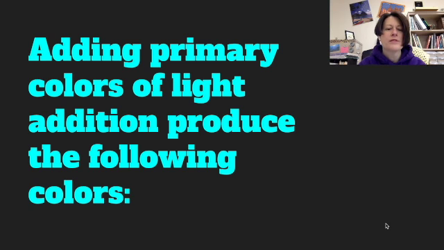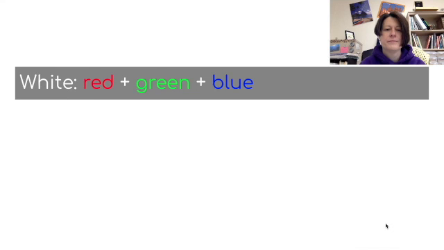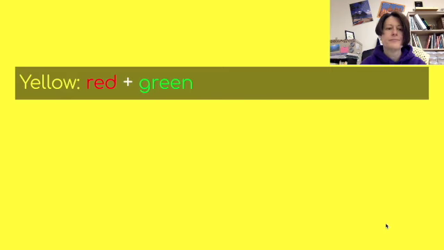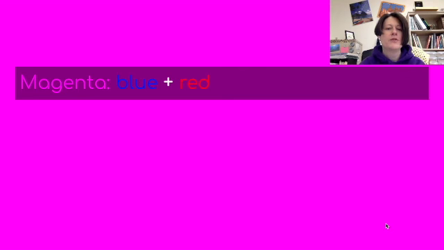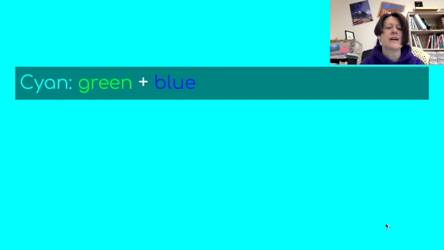So adding primary colors of light produces the following colors. White is made by combining red, green, and blue all together. Yellow is produced by combining red and green. Magenta is produced by combining blue and red. And cyan, this kind of bluish green color, is produced by combining green and blue. And we'll experiment with all of those in class.